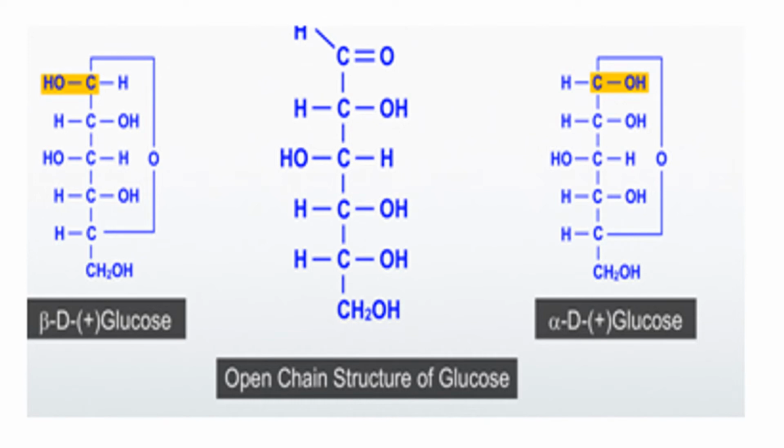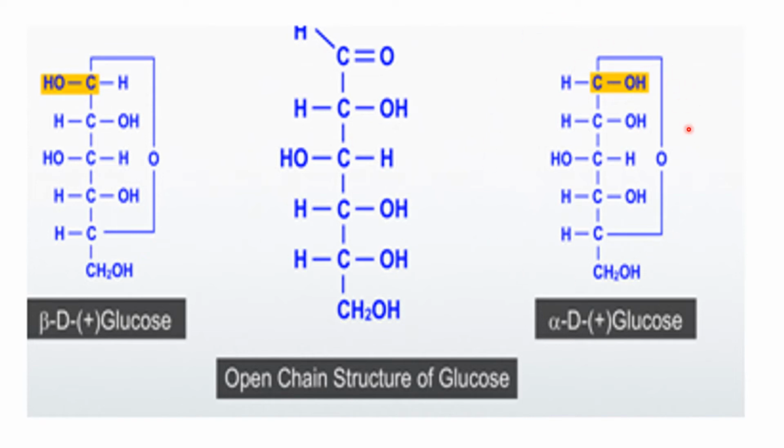When we discussed mutarotation, we had seen the formation of anomeric carbon atom and the two isomers alpha and beta D glucose. Once again, we are seeing same thing. This is the open chain structure and this carbon atom gets combined with the fifth carbon atom, resulting in the formation of a cyclic structure.